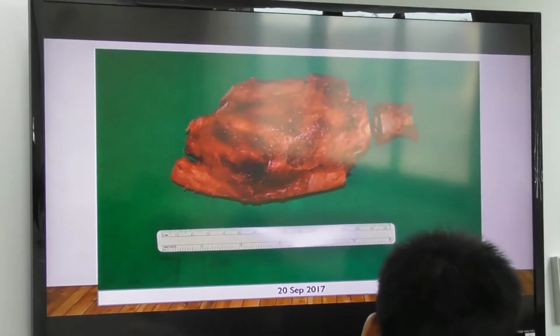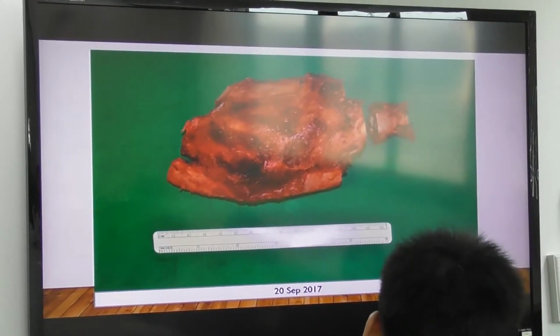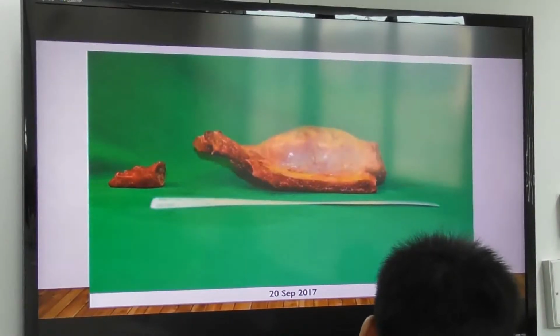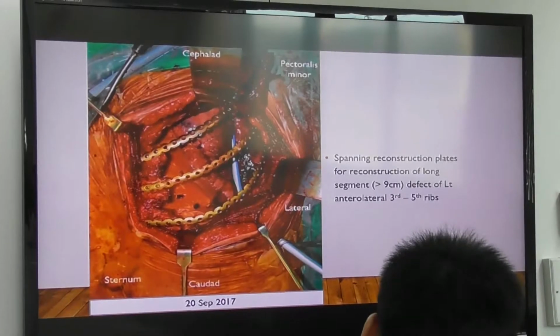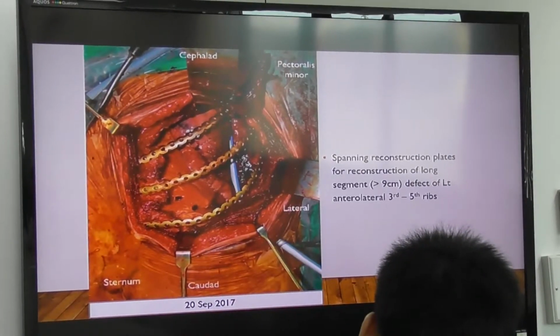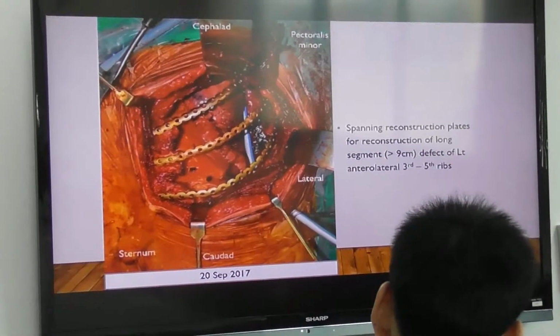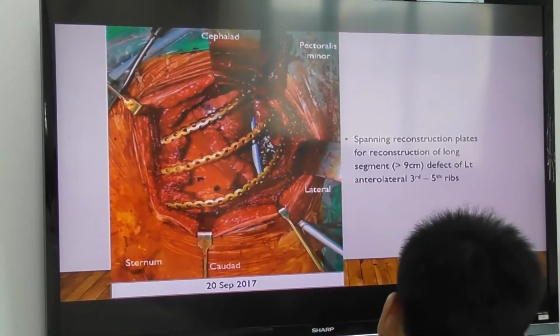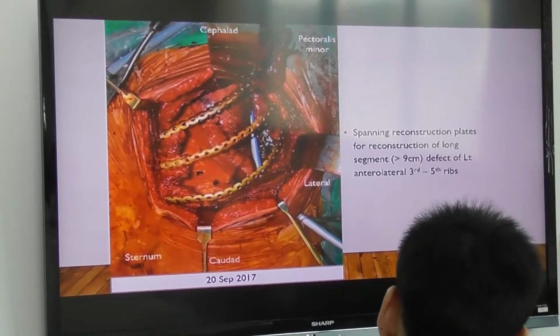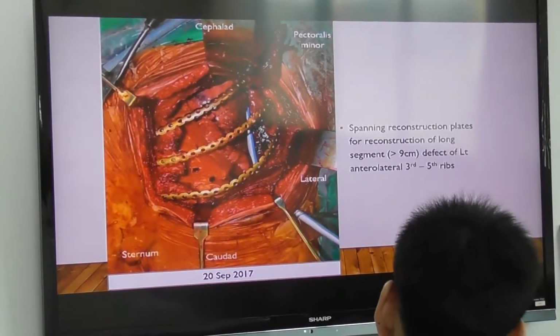As you can see, I made an extra cut. I cut there. I thought there's no tumor. Then I found there was tumor. I went beyond that and cut it. I know it looks like a tortoise. Okay. Now, this is called spanning reconstruction. I am not able to put back any part of the native bone. So this is called a spanning reconstruction. What do I mean by that? Is that there is a gap.